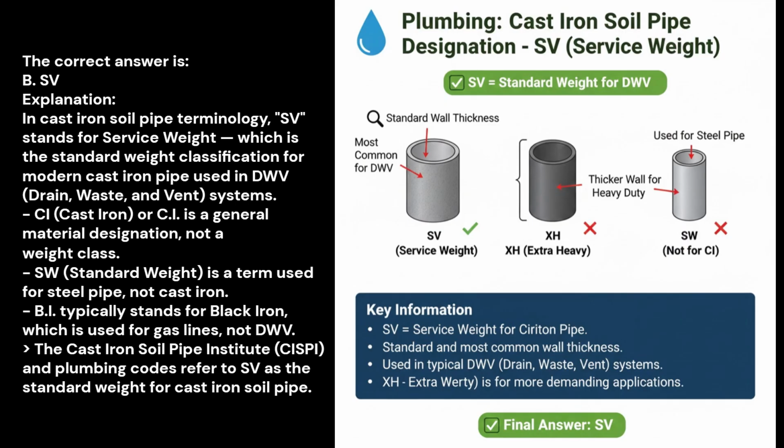XH, extra heavy, a thicker, heavier wall type used in more demanding applications, e.g., high-rise buildings, underground installations. CI, cast iron, is a general material designation, not a weight class. SW, standard weight, is a term used for steel pipe, not cast iron. BI typically stands for black iron, which is used for gas lines, not DWV. The Cast Iron Soil Pipe Institute, CISPI, and plumbing codes refer to SV as the standard weight for cast iron soil pipe. Final answer, B, SV.